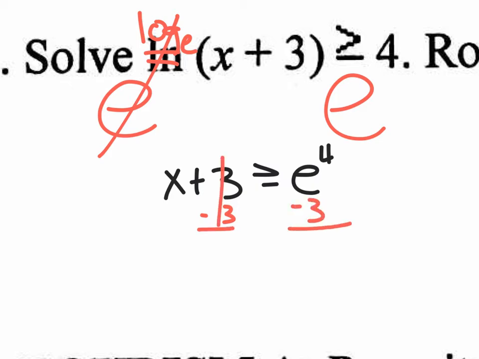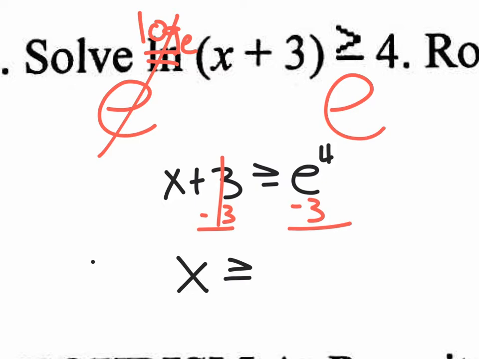Okay, so all we need to do now is subtract 3 on both sides. And we are going to do this with the calculator. X is greater than or equal to. With the calculator, you need to do e to the 4th power. Remember, e is an irrational number. It's a crazy long decimal that has no pattern. It's kind of like pi. But there is an e button on the calculator, so you go e to the 4th, hit equal, and then subtract 3 from it.